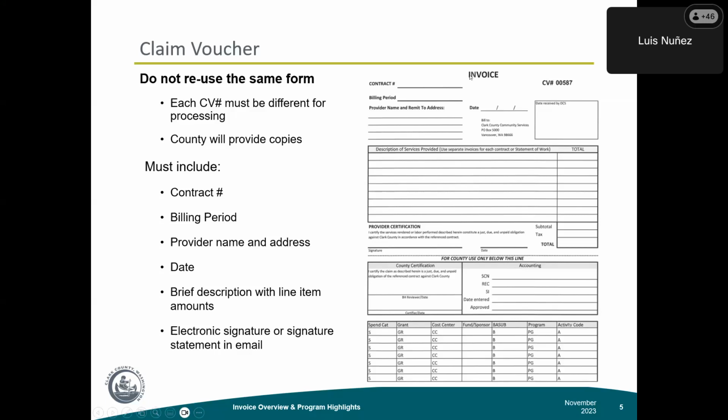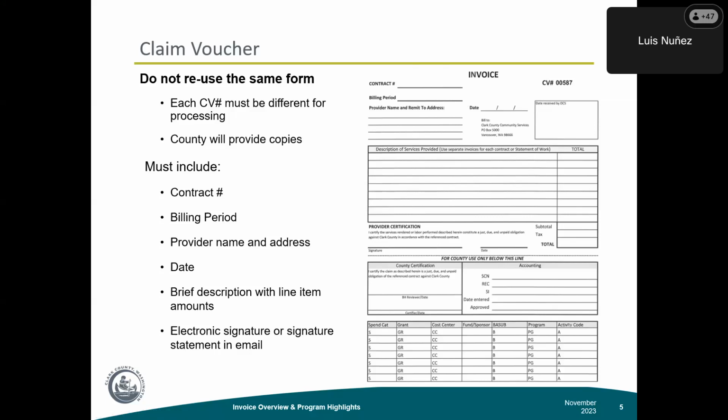The claim voucher has to include some important information. So the first is the contract number. This would look like, for example, 2023 dash the funding source, like House Bill CHG dash, and then the number of the contract. Then the billing period. This is going to include the month of the services that you are billing for.